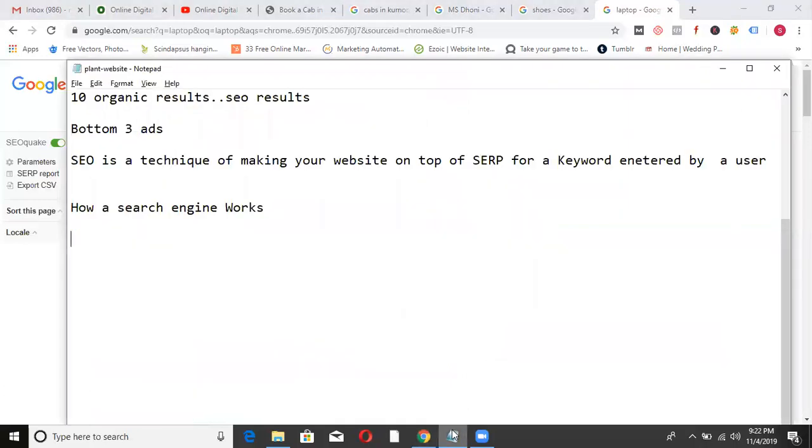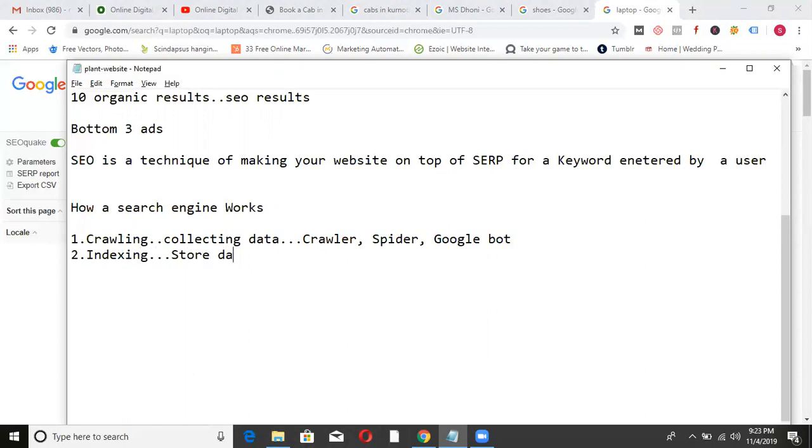So this process is called crawling. Crawling is nothing but collecting data. A human can't do this. This is done by software. It's software called a crawler, spider, or Googlebot. This is the software name, Googlebot. So this software runs thousands of times in a day. It will come to your website, everybody's website, and collect the data. Once it has collected the data, it will do indexing. Indexing means storing data as per the categories.